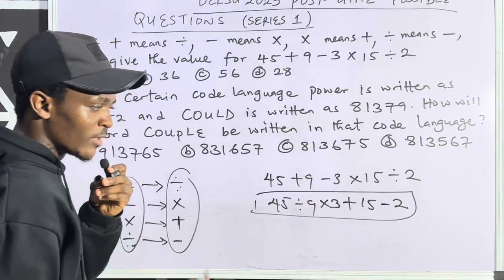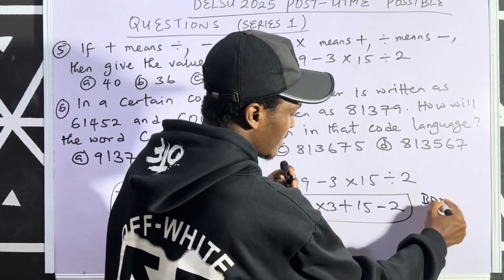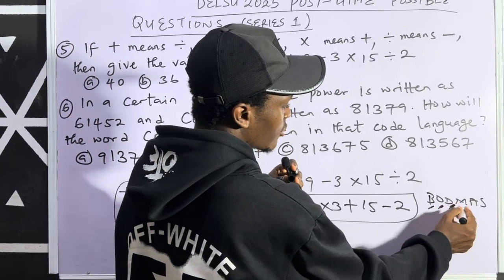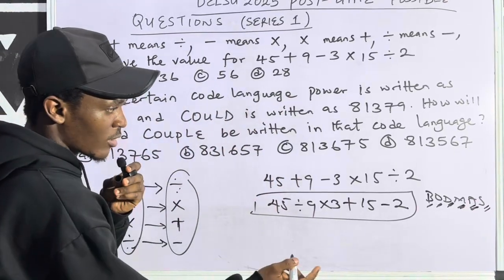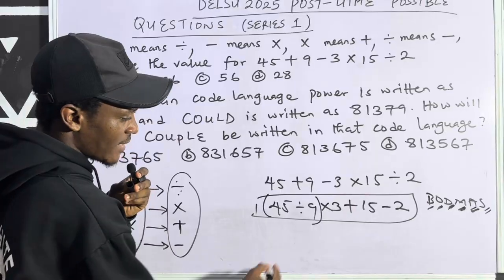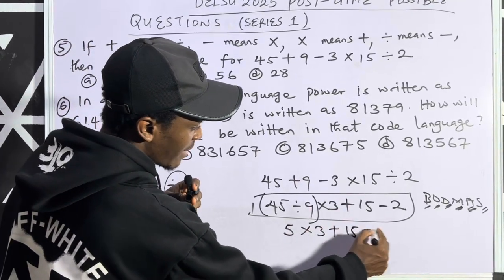Now next, we have to obey BODMAS since we have different signs. BODMAS: B is bracket, order, division, multiplication, addition, and what? Subtraction. So which one comes first? Division. So you have to divide. Now 45 divided by 9, that should give us 5. Then times 3 plus 15 minus 2.